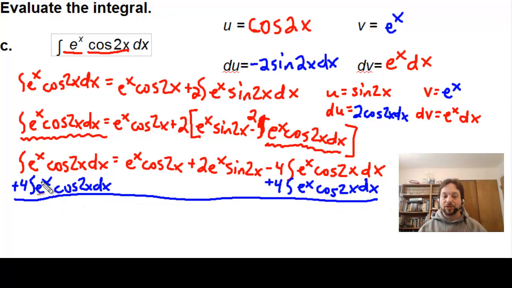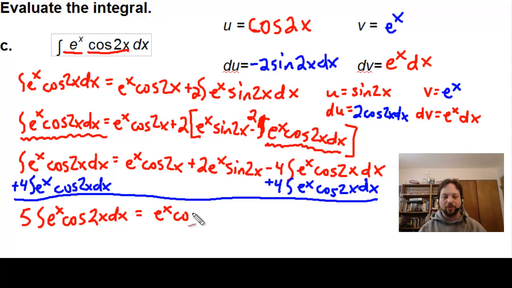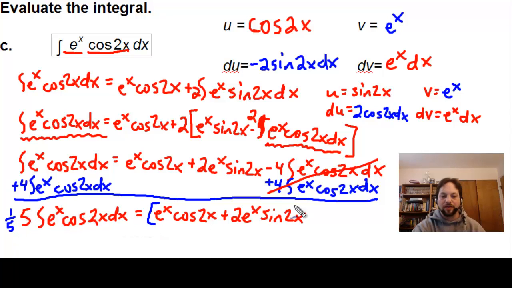On the left side where my original problem was, this is now going to be 5 times the integral of e to the x cosine 2x dx. Over on this side, I'm just going to have what I'm left with after I move that term to the left, which is going to be this right here. Fantastic. These two terms canceled out. These two terms gave me 5 of those. And I'm almost done with this problem. All I need to do now is multiply this by 1/5, which will cause that 5 to go away and give me my original problem.